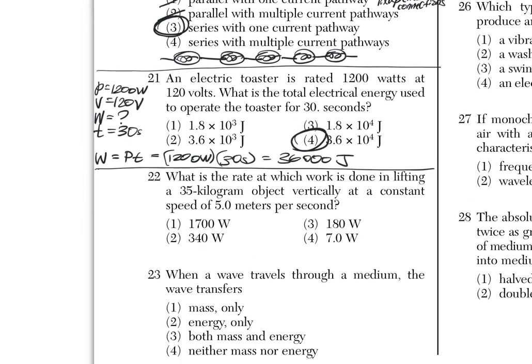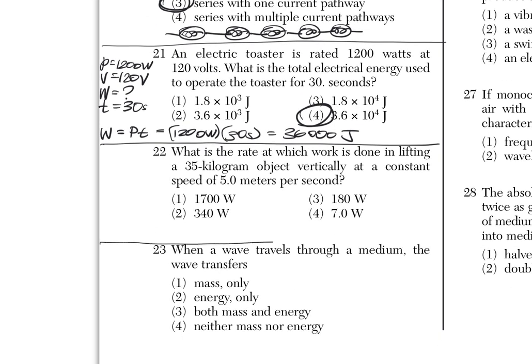All right, then I thought I was going to wind up doing like a W equals VIT or something, but I don't have I, and I do have power, so I can just do power times time, and I'm all set. I could also do power is work over time, and solve for the work. That works just as well. 22, the rate at which work is done.